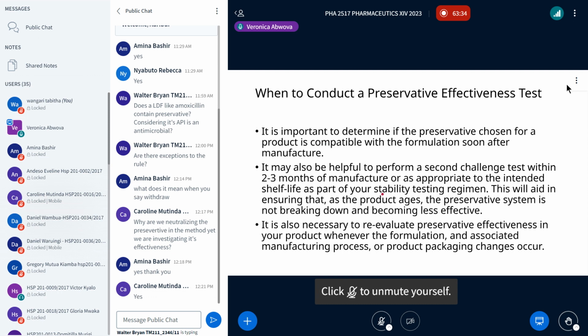Because you may change a package and then you realize that the new package you're using is actually interacting with your pharmaceutical product. Okay.